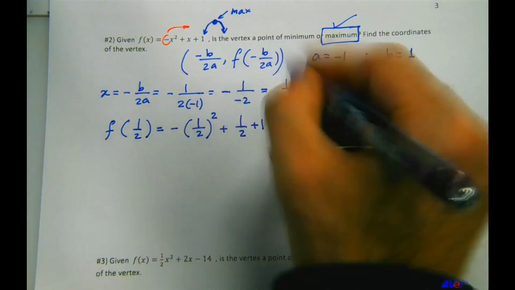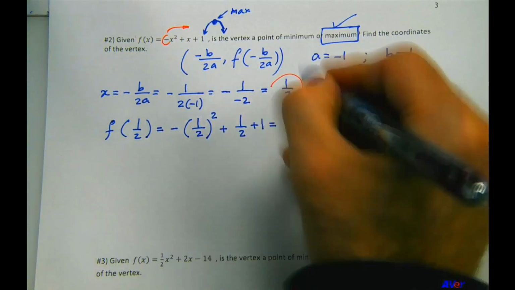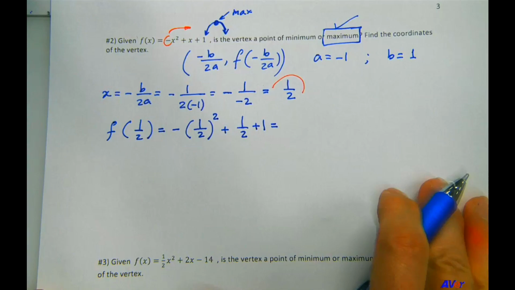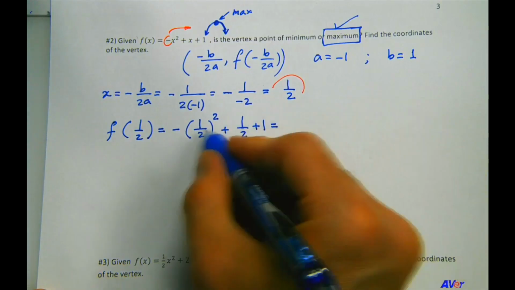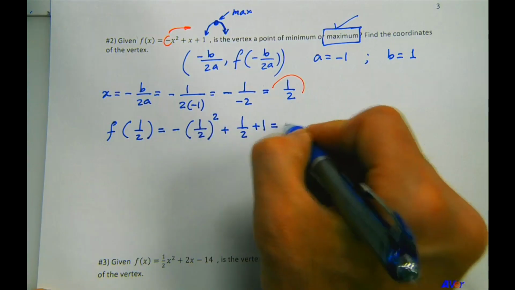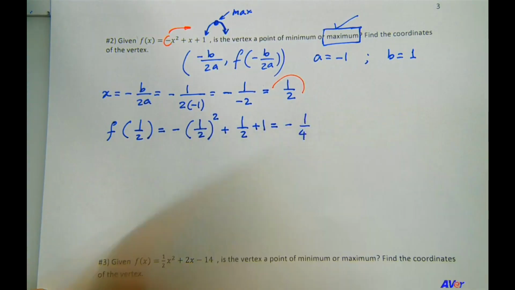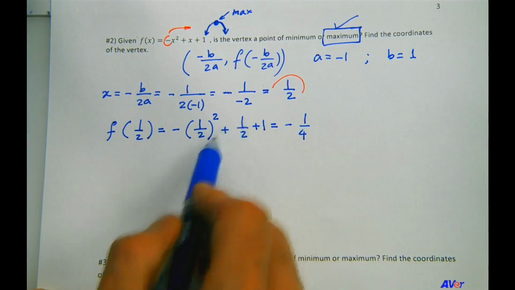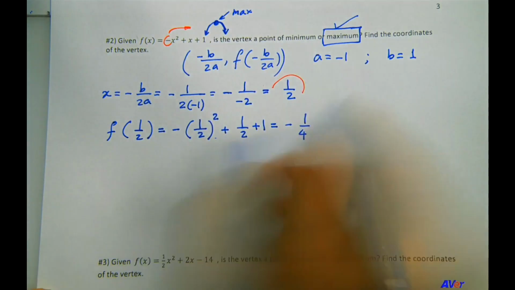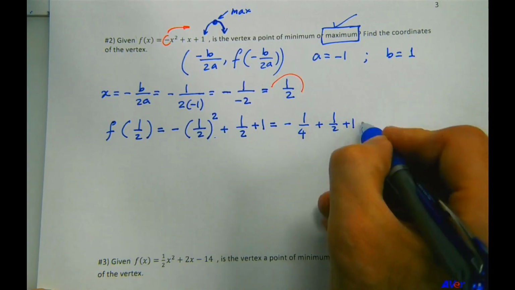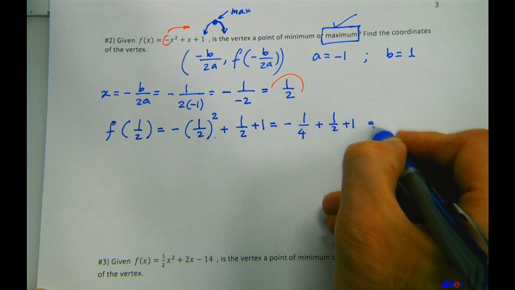So that's our x, okay? So now we're finding the y component of the vertex. So we have minus 1/2 squared, that's minus 1/4. Then we have 1/2 plus 1, right? So we have to take the common denominator here.